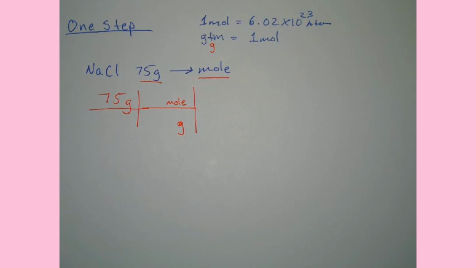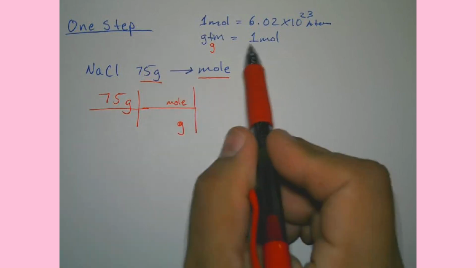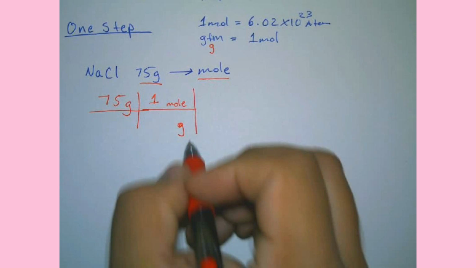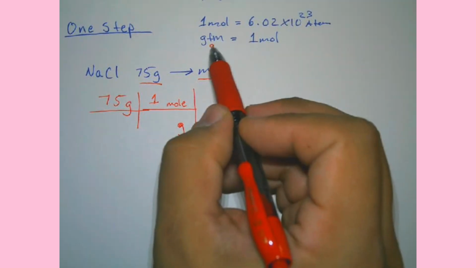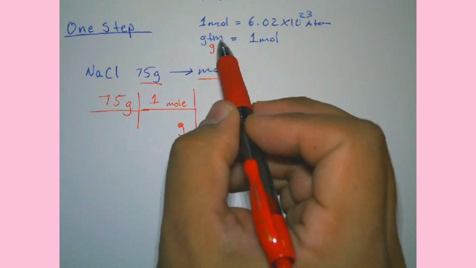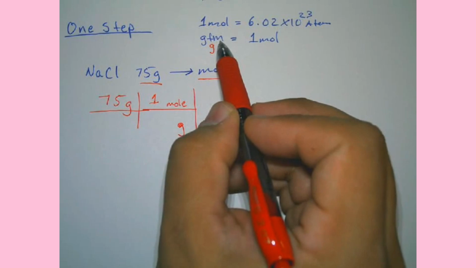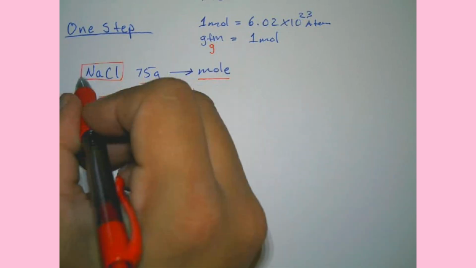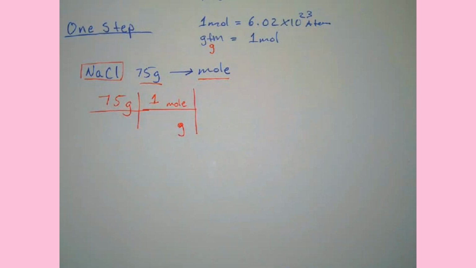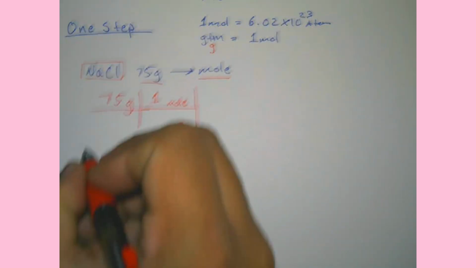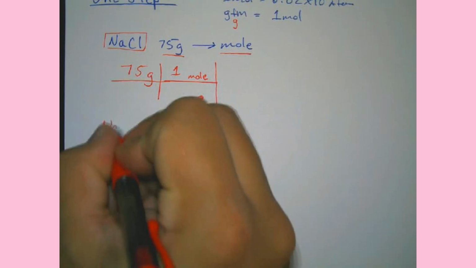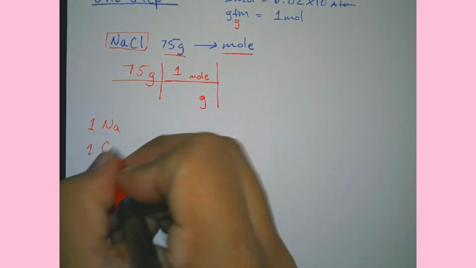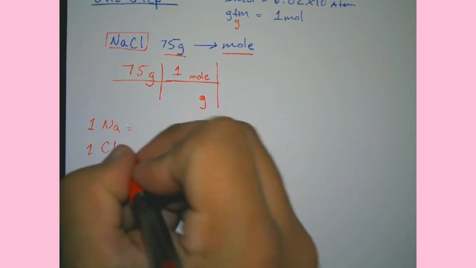Now it's time to plug in numbers. What does mole get? Mole gets 1. What does grams get? Grams gets the GFM. Well, remember what the GFM is? The GFM is the molar mass of this compound right here. So we've got to calculate the molar mass of that compound. So how do I do that? Well, you pull out the players. We got Na, 1 of them, and we got 1 Cl. Okay? So I got to get their weights from the periodic table.